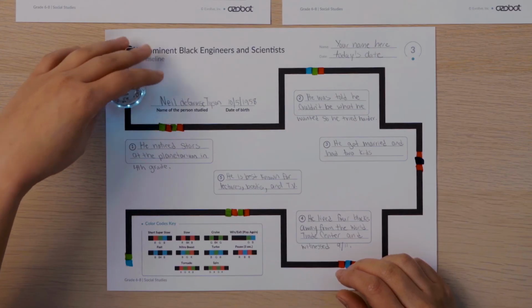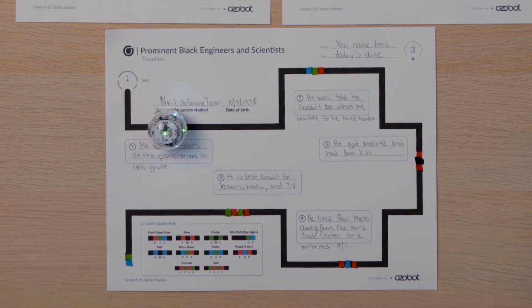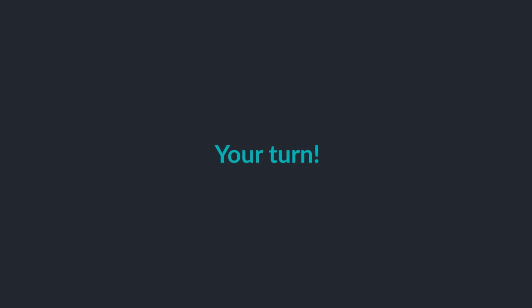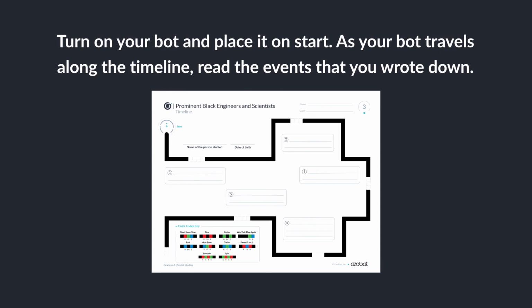Turn your bot on and place it on start. As your bot travels through the timeline, read the events that you wrote down.